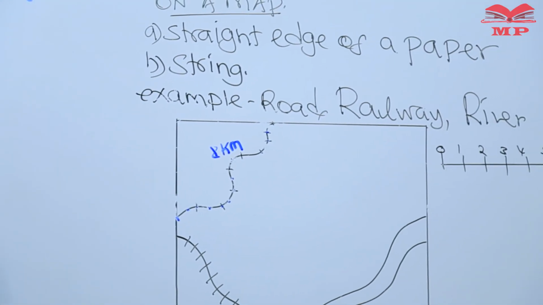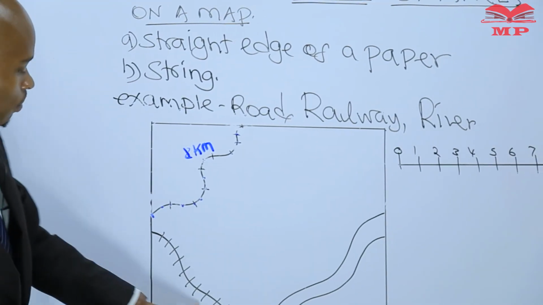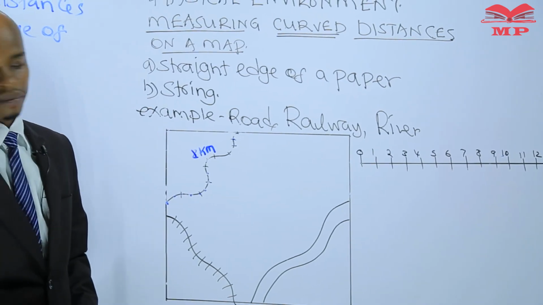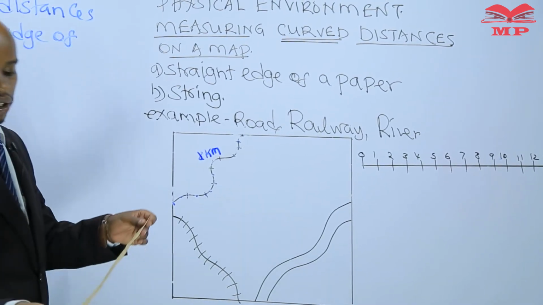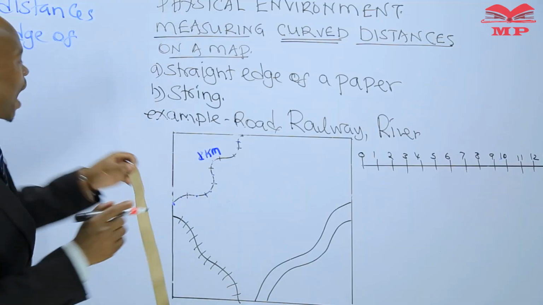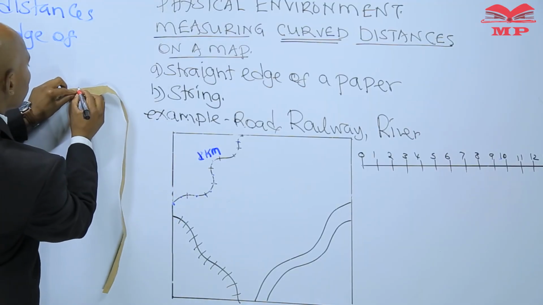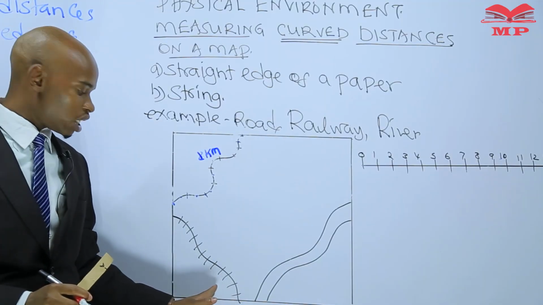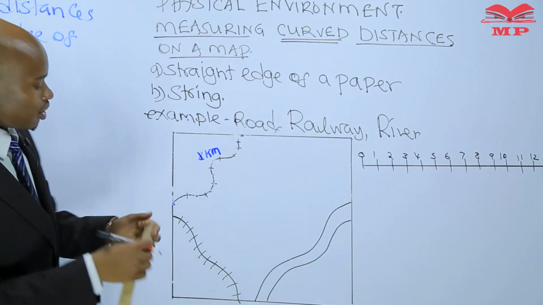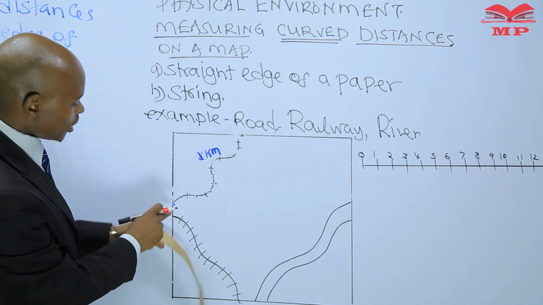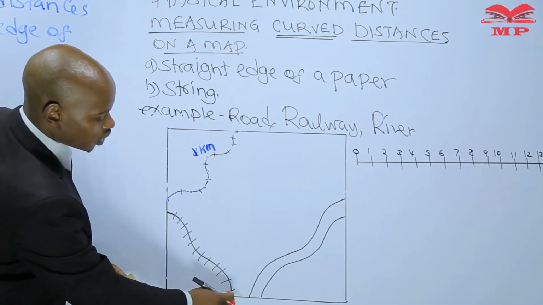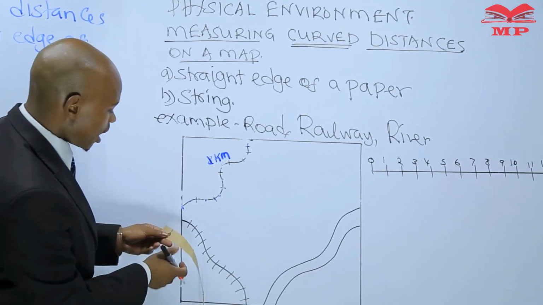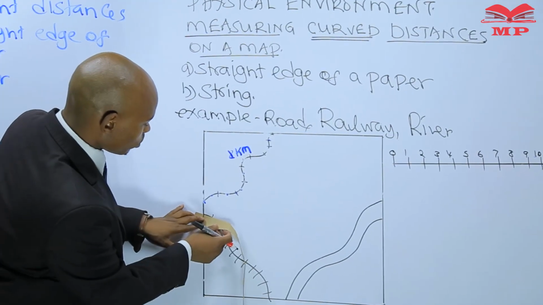Let us do another example. You are required to get the curved distance of this railway. Now, what are we supposed to do? This is our straight edge of a paper. Mark it point A. Then your first marking will be either here or here, according to your preference. Mine this time round, my first marking will be here.